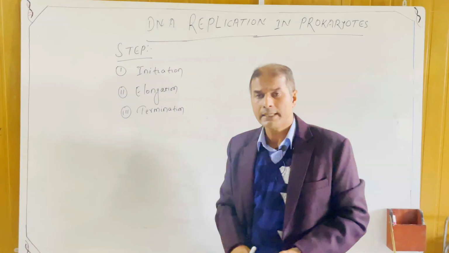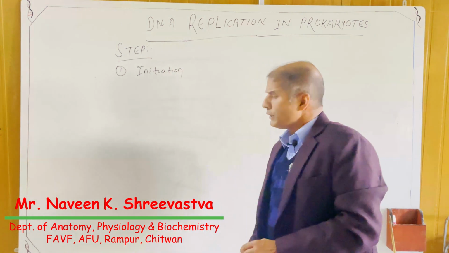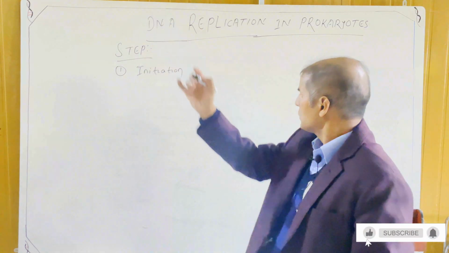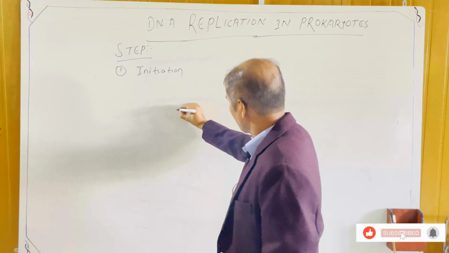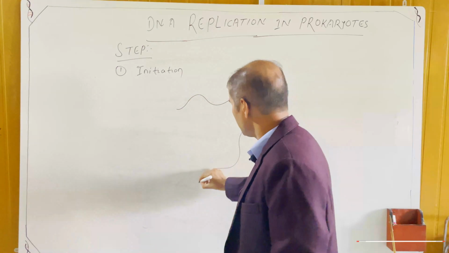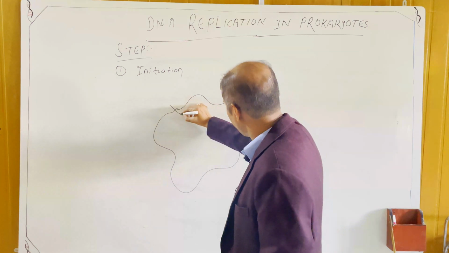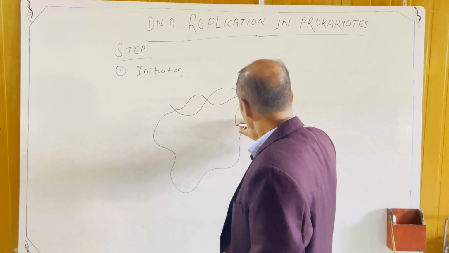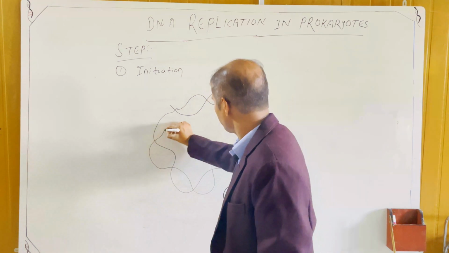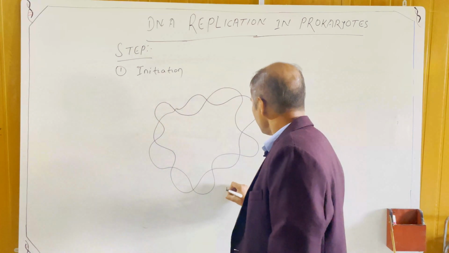Initiation of DNA replication. So we know that bacterial DNA is circular DNA. Suppose this is the representation of bacterial DNA. Suppose this is one of the bacterial DNA.